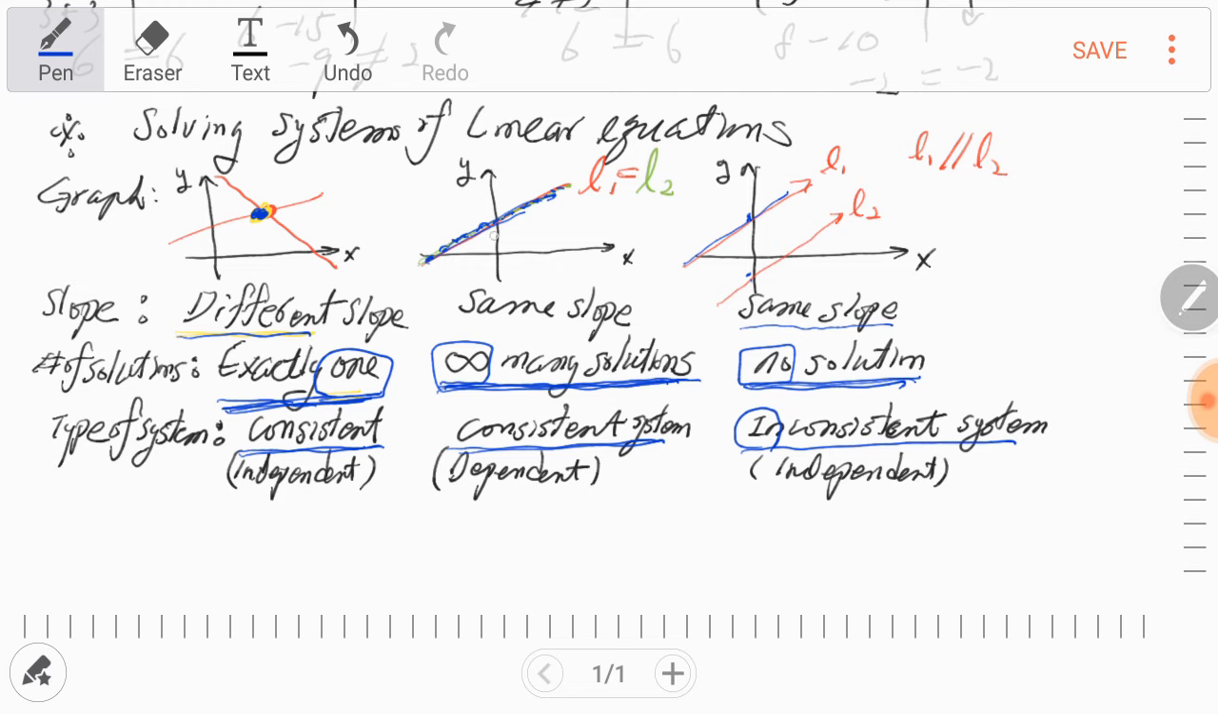Also, if two lines are identical, which means there are infinitely many solutions, then we call this system dependent. So a system of two identical line equations is called dependent, and the others are independent. Please make sure that there are three types of solutions when we solve a system of linear equations.